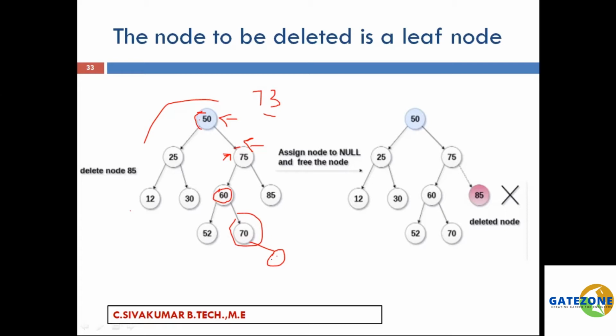For example, looking at the height of this tree, how many elements are there? 3, 7 and 9 elements are there. So on an average we have to make 1, 2, 3, 4 comparisons. Log 9 is approximately 3 point something, so it is going to be 4. So on an average you have to make log n comparisons. So when we insert, we have to make log n comparisons on average.